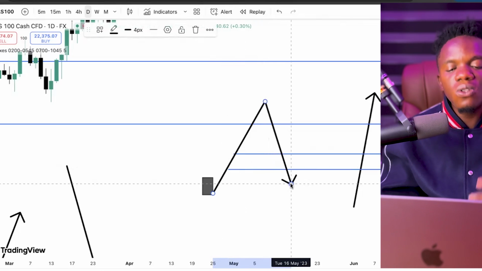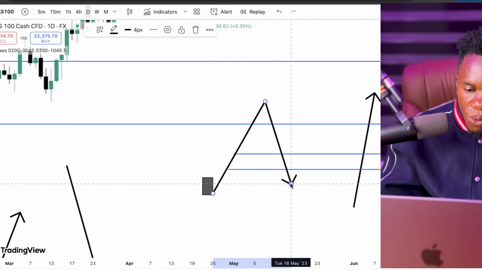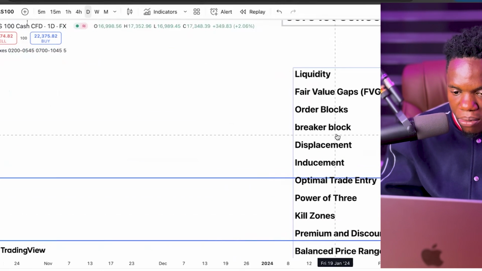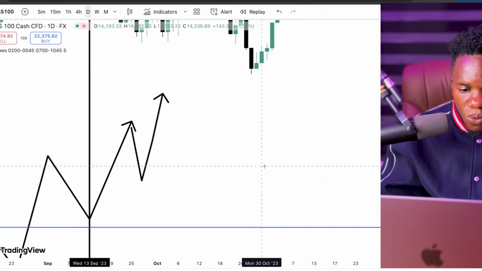So either price you use fair value gap or order block, that is where we're going to use for our entry. Okay, next let's talk about breaker block. Breaker block is very easy. How do we work with breaker block?